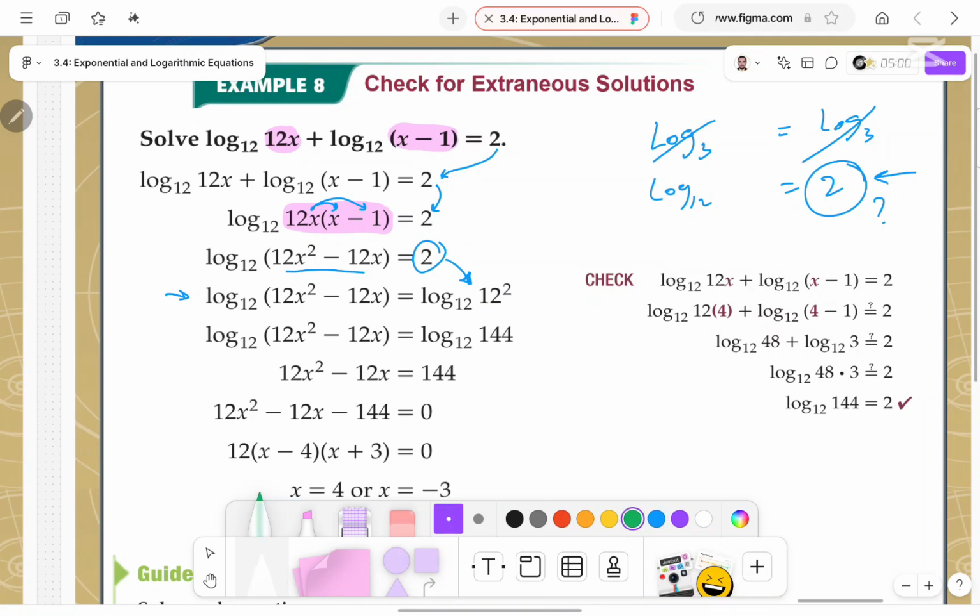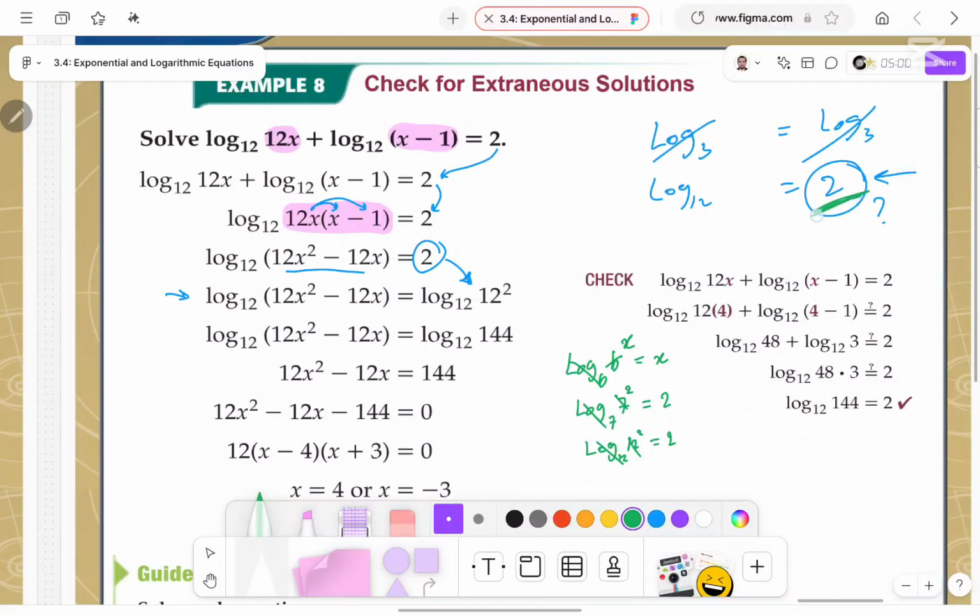We know that, do you remember this rule? When I have log base b of b to the power of x, it is equal to what? This b cancels this one, so the answer is x. So for example, if I have log 7 of 7 to the power of 2, what's the answer? The answer is 2, because this one cancels this one. So if I tell you log 12 of 12 to the power of 2, what's the answer? Also 12 cancels this, so the answer is 2.